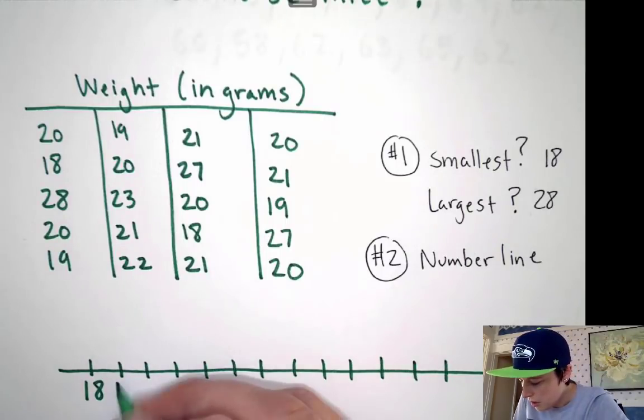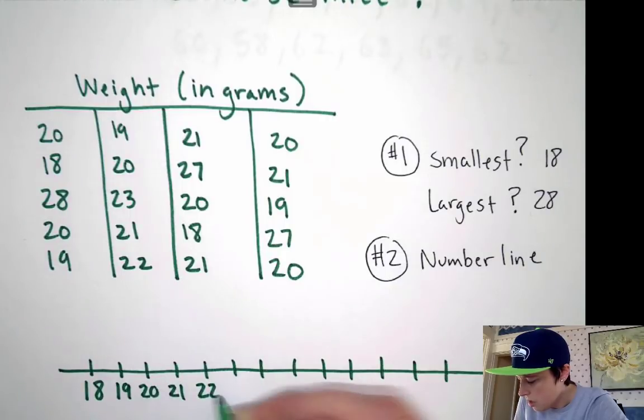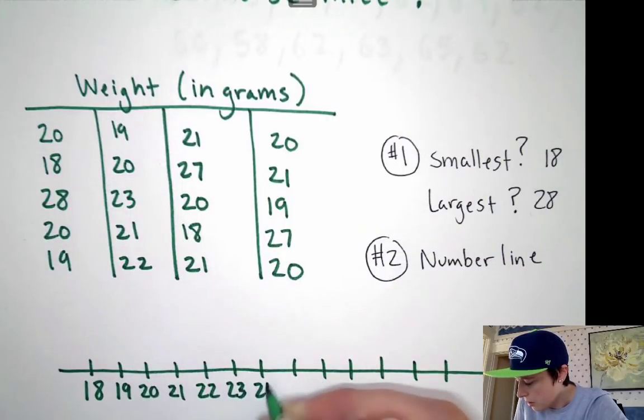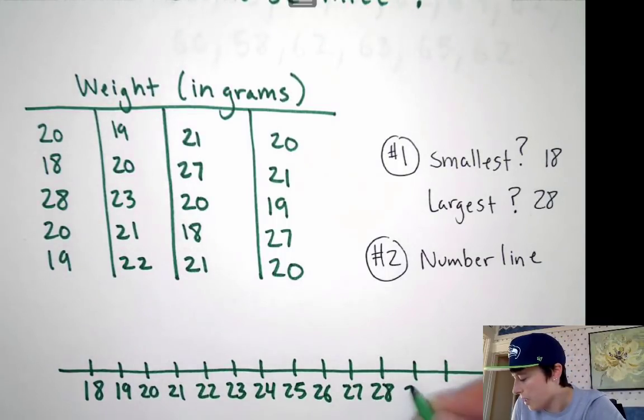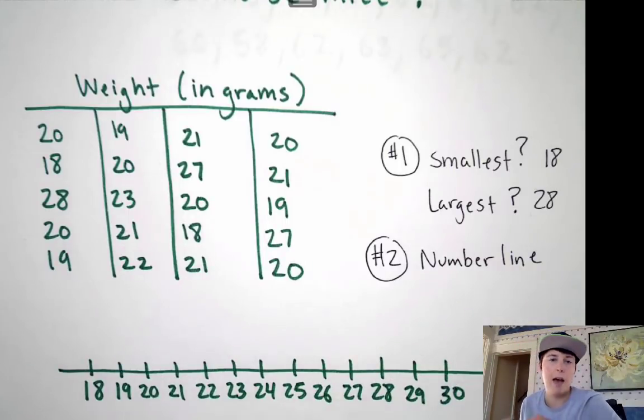Okay, let's put our numbers on here. 19, 20, 21, 22. We'll get all the numbers on here. And I can stop at 28 because that's all I needed. I had a couple extra, I can put them on here, but it really didn't matter. You can stop at 28.